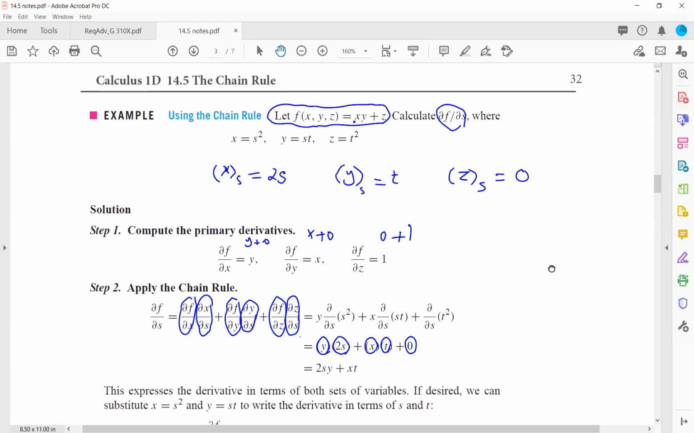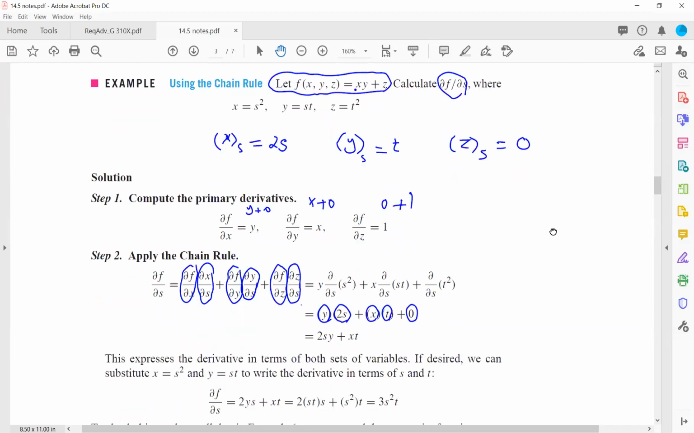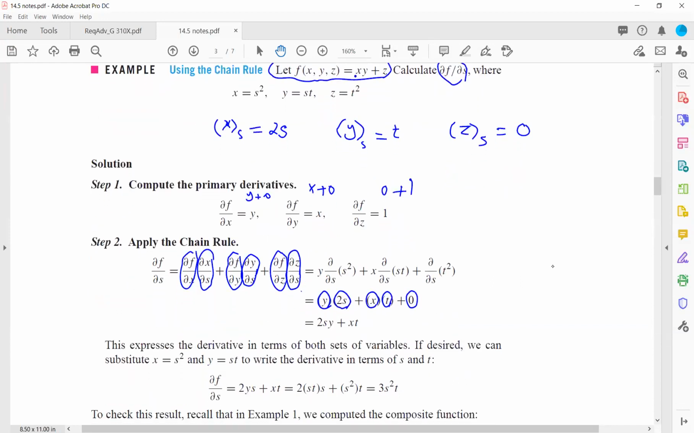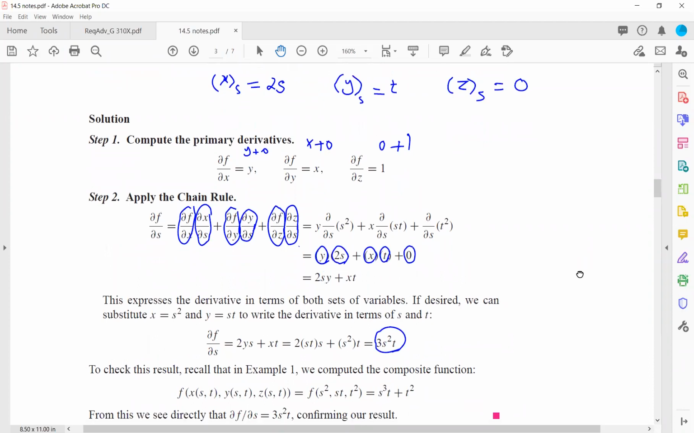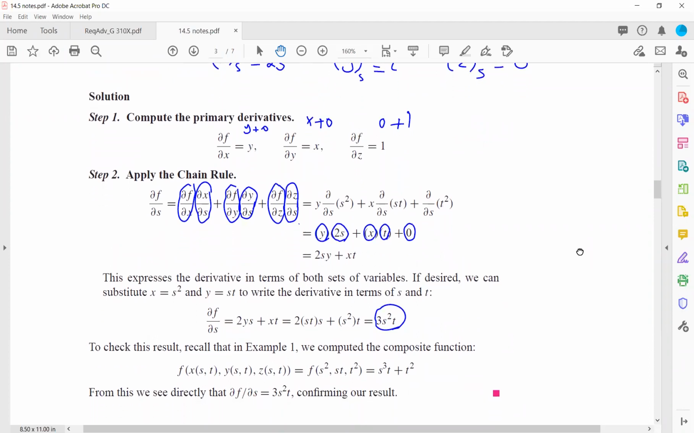Now we just substitute for y and x. Your y is equal to st, okay? And your x is equal to s squared. 2s squared t plus ts squared, or 3s squared t. That's the derivative of the function with respect to variable s. Remember that you found the composition of this function before. You can use that and take the derivative with respect to s.